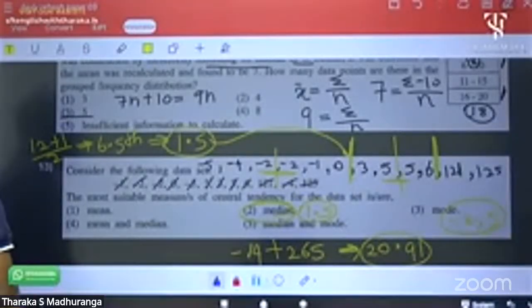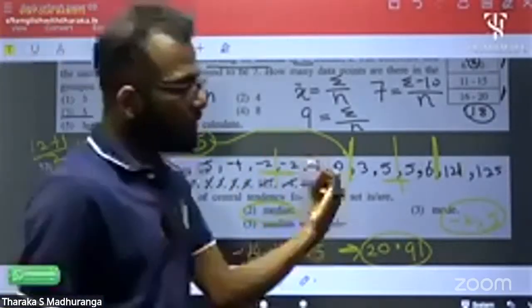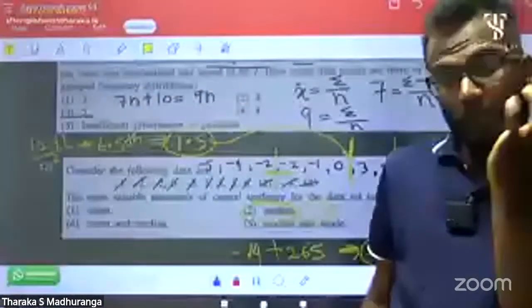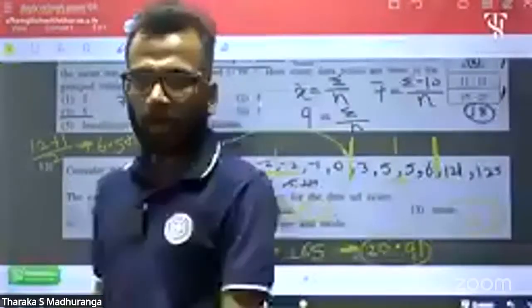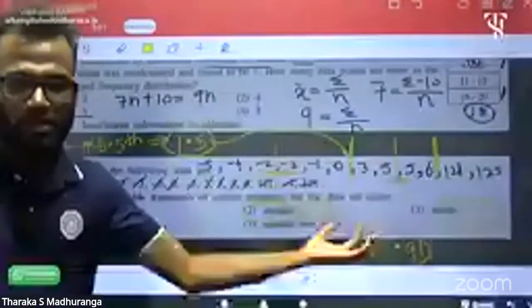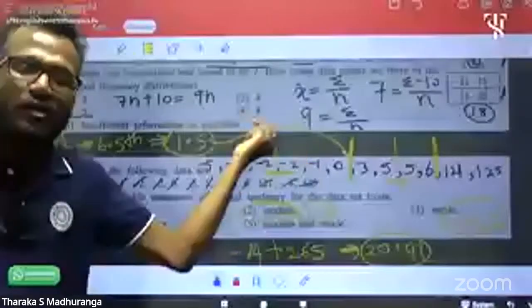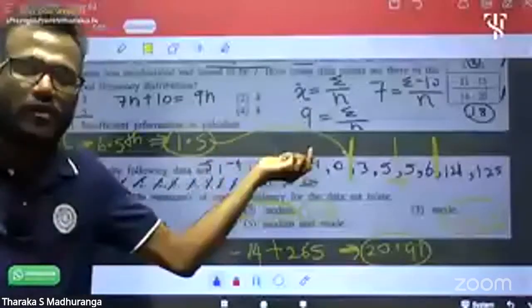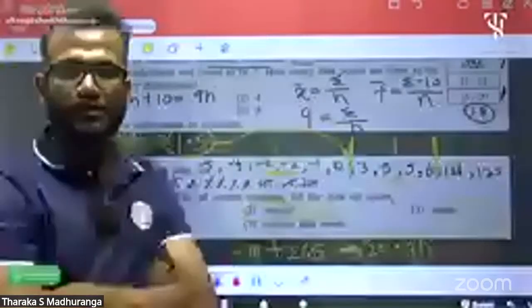Mode, median, and mean are all central tendency measures. But according to this distribution, it's only applicable for the median. Others are at the ends. Understood?